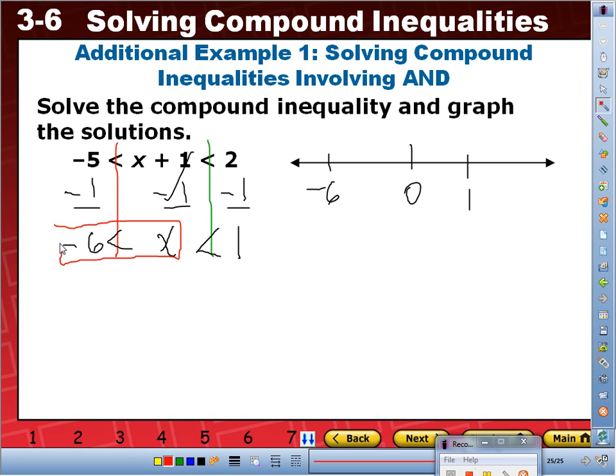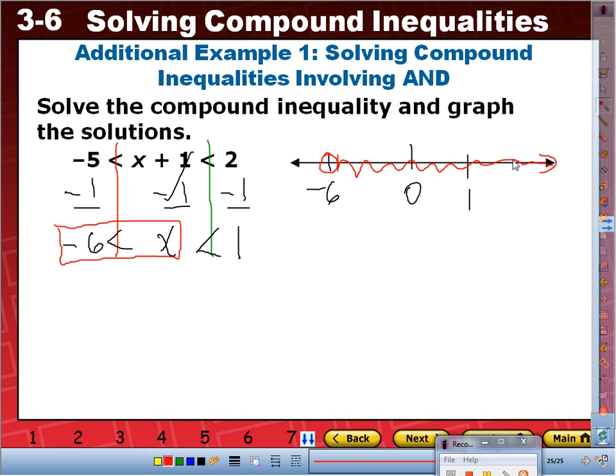So I'm going to box this so I can just look at this inequality. Negative 6 is less than x. Does it include negative 6? No. Negative 6 is less than any number that I substitute in here. So by looking at it, negative 6 is less than which numbers? The ones on the left or the ones on the right? To the right. Negative 6 is less than all these numbers.